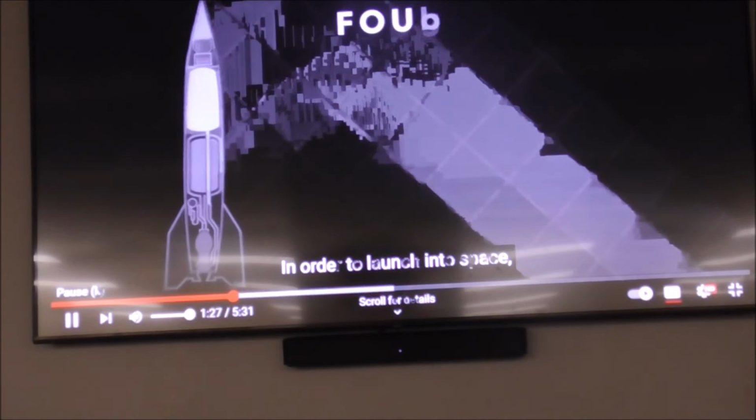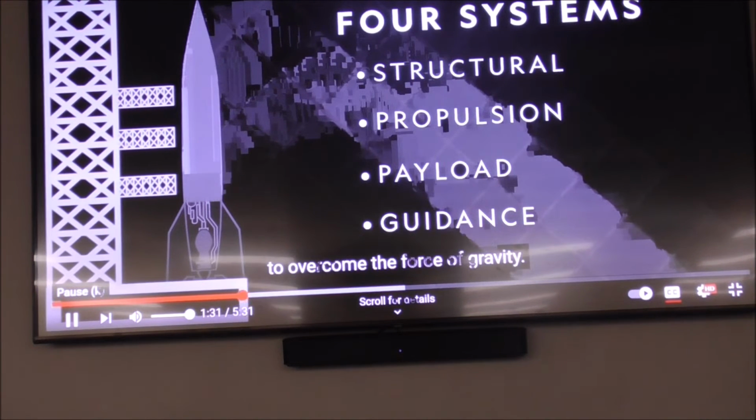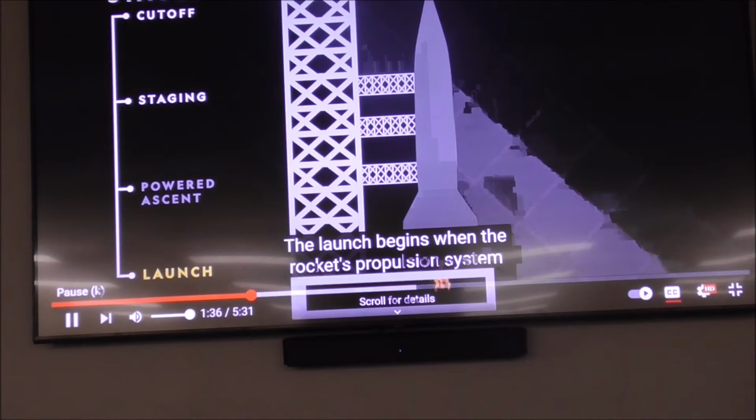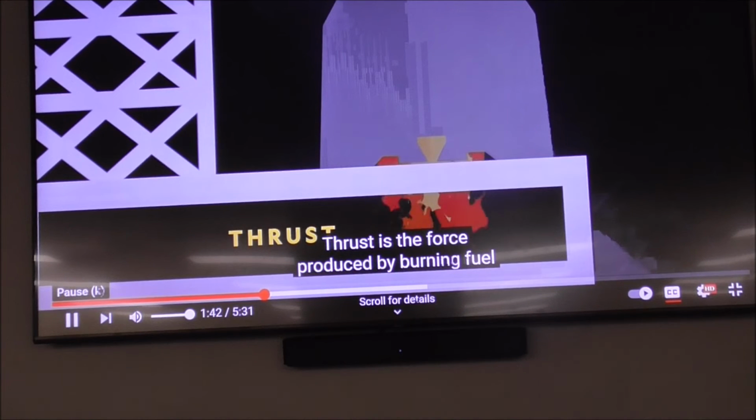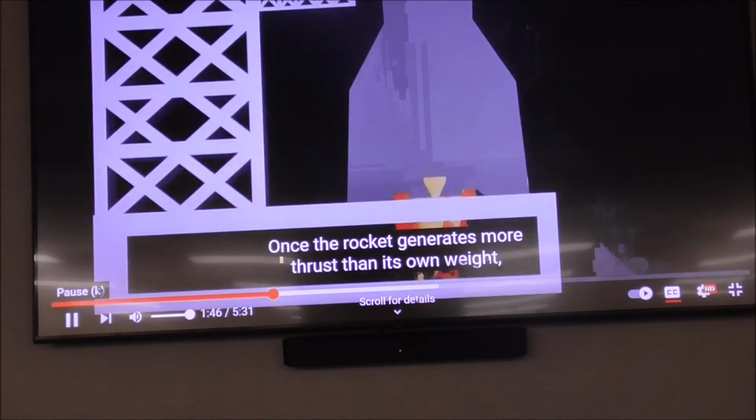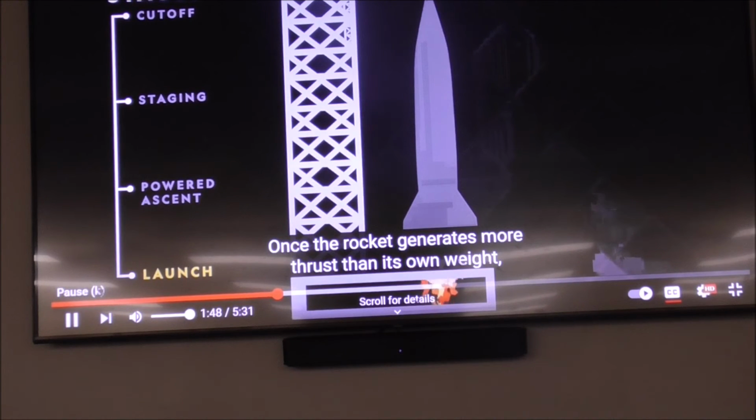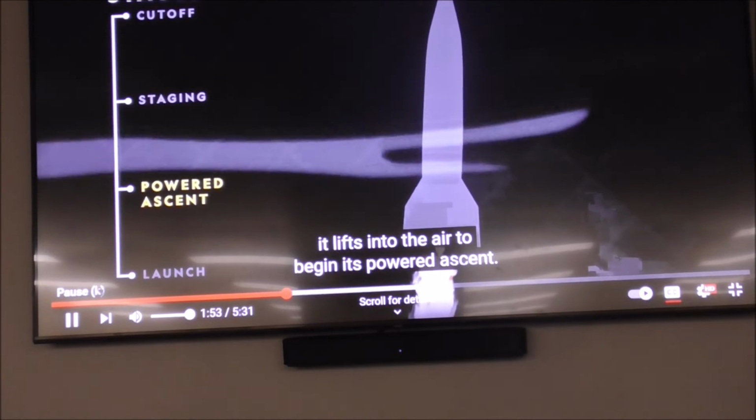In order to launch into space, all 4 of these rocket systems must work together to overcome the force of gravity. The launch begins when the rocket's propulsion system starts to generate a massive amount of thrust. Thrust is the force produced by burning fuel as exhaust gases escape through the engine. Once the rocket generates more thrust than its own weight, it lifts into the air to begin its powered ascent.